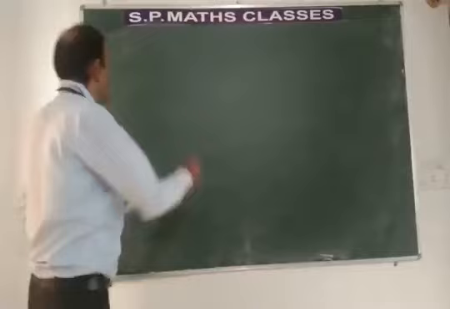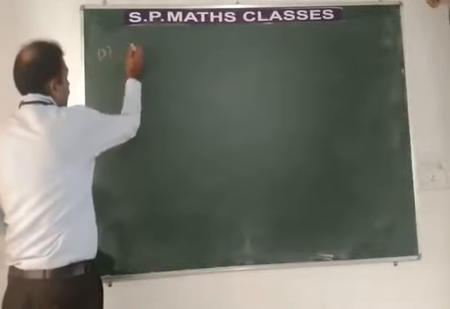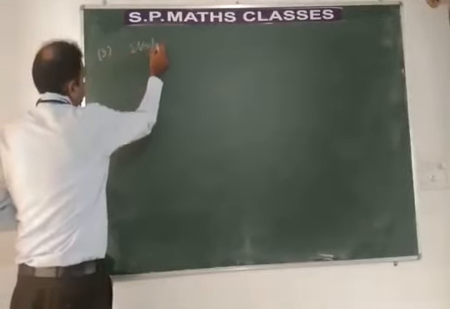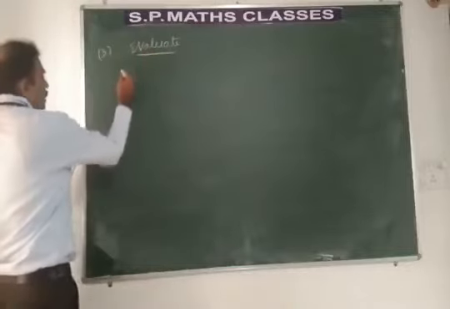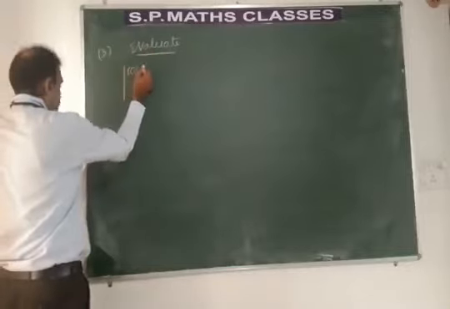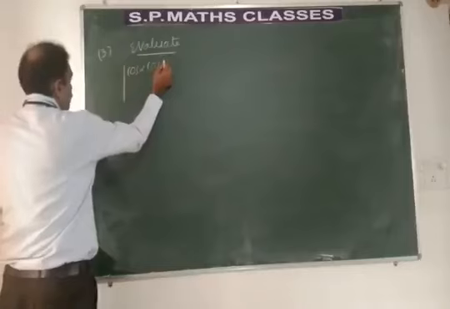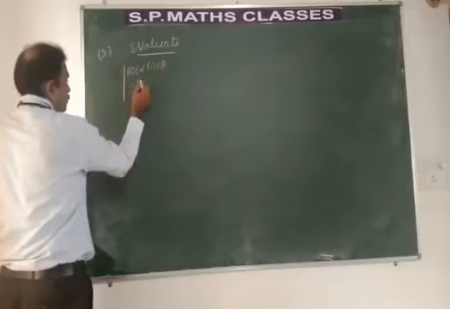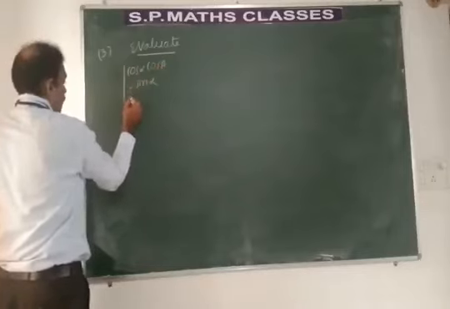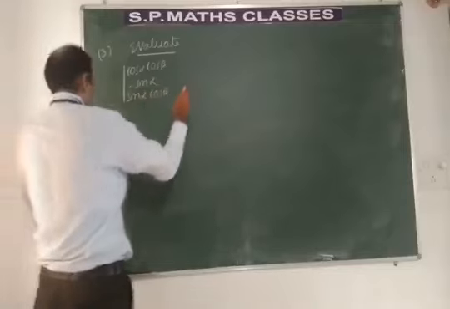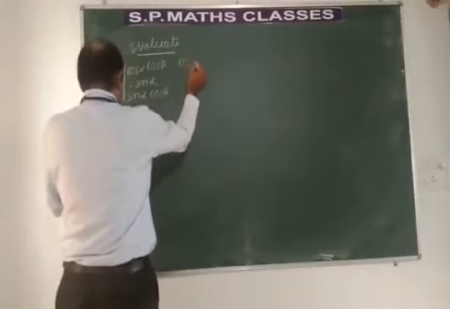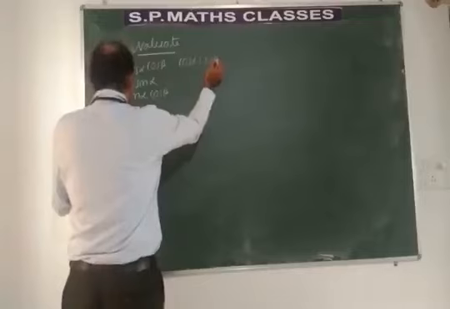I take up the third one. It is given, evaluate. It is given cos alpha into cos beta. Write down the problem. You need to evaluate cos alpha into sin beta.